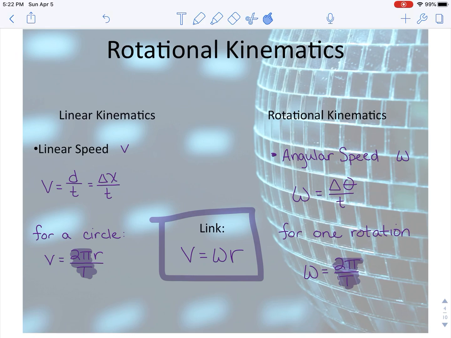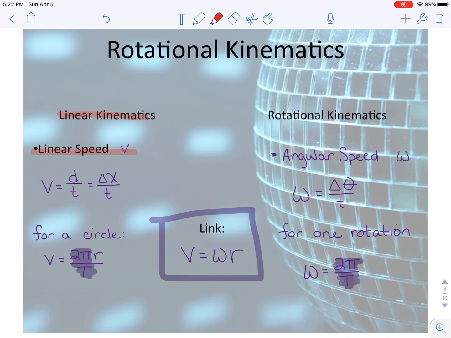Now let's take a look at speed and acceleration. When we were doing linear kinematics, we had v being used for linear speed. And the way we did that is we took a total distance divided by a time, or if we wanted to get the speed, we could also do the magnitude of delta x over t.